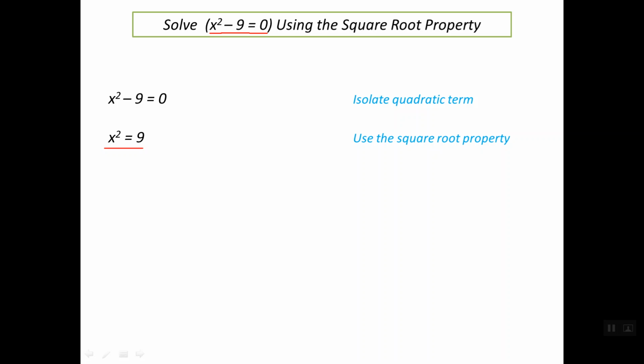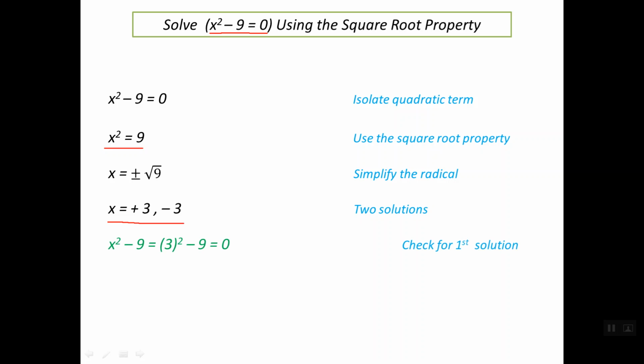Now, as before, we can use the square root property. So x is equal to plus or minus square root of 9, and the square root of 9 is simply 3. So our two solutions for x are x equal to plus 3 and x equal to minus 3.